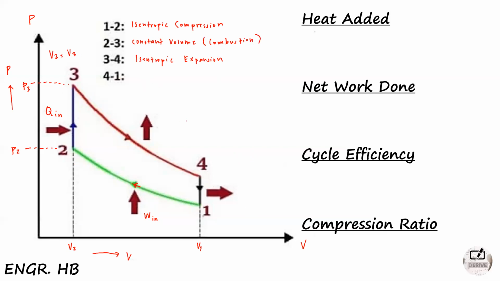And of course, the last process is from 4 to 1. So that was the constant volume again because it represents a vertical line. Okay, so meaning if this is constant volume, same ang volume. So meaning V4 is equal to V1. Okay, so dito naman nagaganap yung heat rejection.